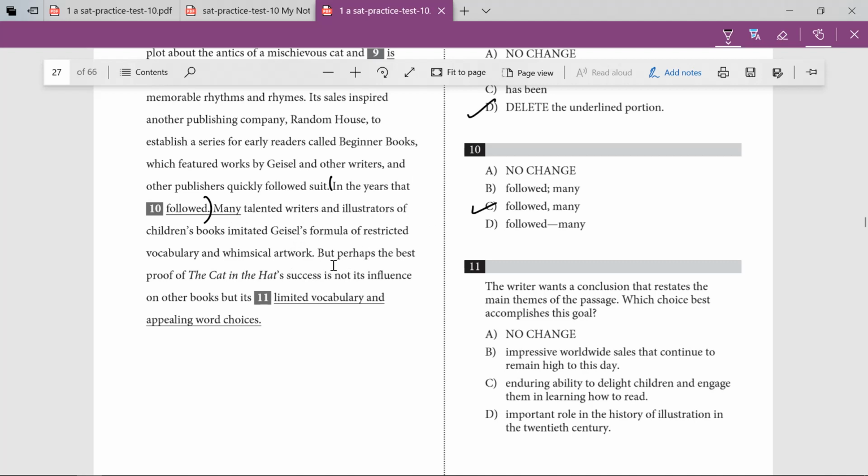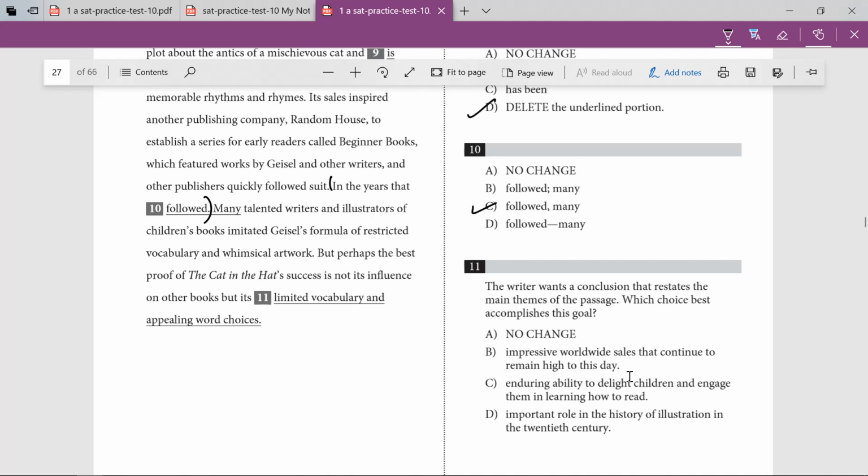Otherwise, it was easy. But perhaps the best proof of the Cat in the Hat success is not its influence on books, but its limited vocabulary and appealing word choice. The writer wants a conclusion that relates to all this. Okay, so what actually happened? This is a long last sentence, and he wants to conclude everything, which means it has to be a summation of everything which was spoken earlier. I know that this was about children's books, and they wanted to make them as interesting as possible. So the gist of the whole thing should come here. When I know that this is the context, let me read it now.